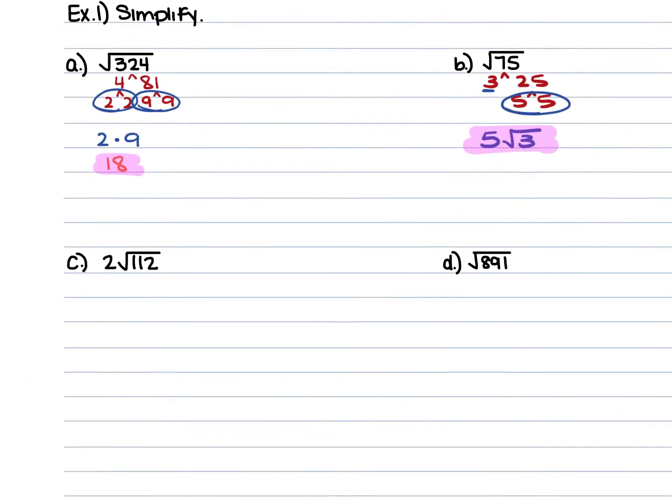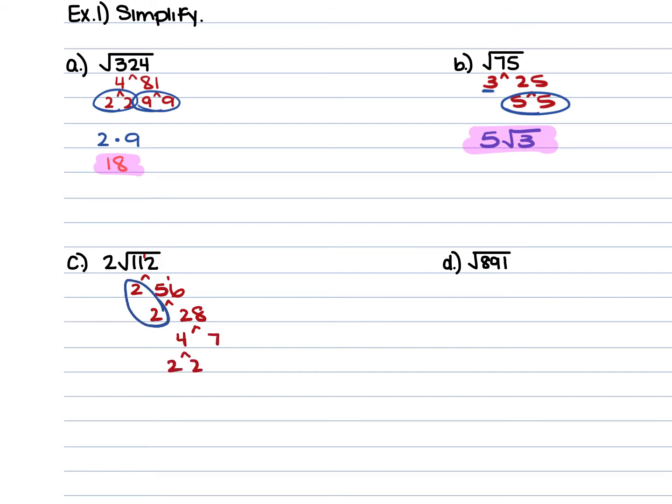For example C, we have 2 times the square root of 112. That 112 is an even number, so we can start by dividing it by 2. 2 goes into 11 5 times with 1 left over. 2 goes into 12 6 times. That 56 is also divisible by 2 because 2 goes into 5 twice with 1 left over. 2 goes into 16 8 times. That 28 is 4 and 7. The 4 is 2 and 2.